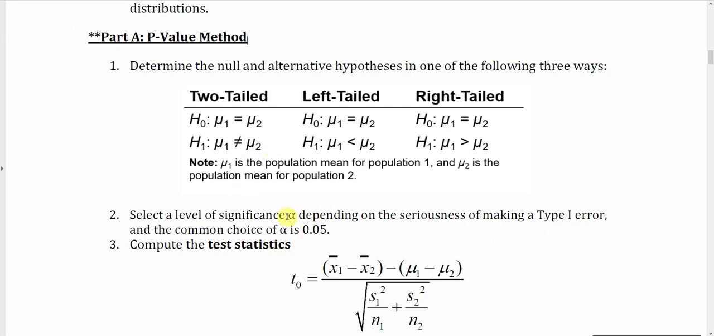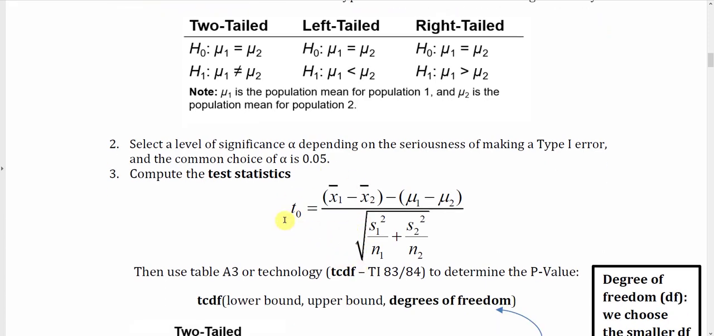For the mean, we will use the student t distribution. So that's why we will focus on the t statistic here. And the test statistic is computed using this formula. We take the sample means, subtract, and minus mu1 minus mu2, and divide by the square root of s1 squared divided by n1 plus s2 squared divided by n2. Again, s1 is the sample 1 standard deviation, s2 is the sample 2 standard deviation.